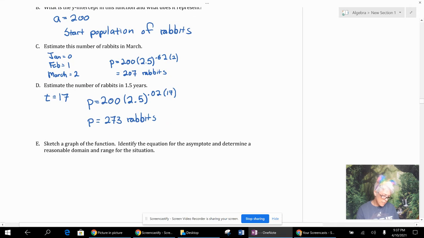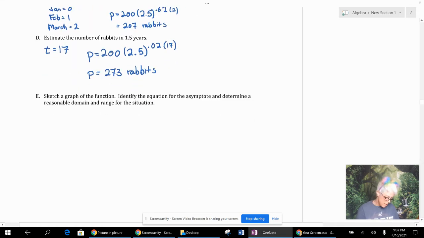Okay, now if I sketched this graph, I'll go ahead and make a coordinate plane. What this would look like is it would come up, as it's growth, like this. And right here, that would be 200, because that's actually just the beginning. This is the time that's moving, and this is the number of rabbits, my x and my y.